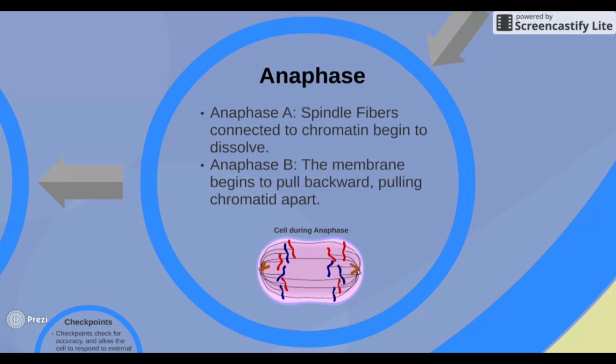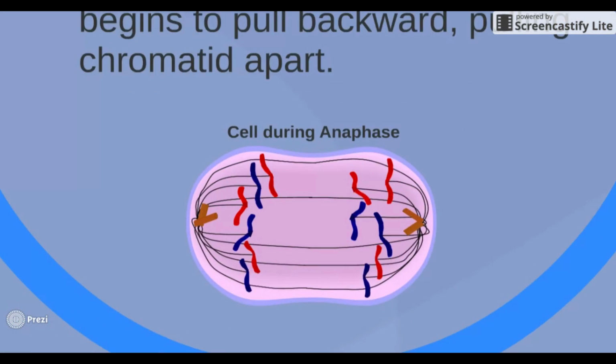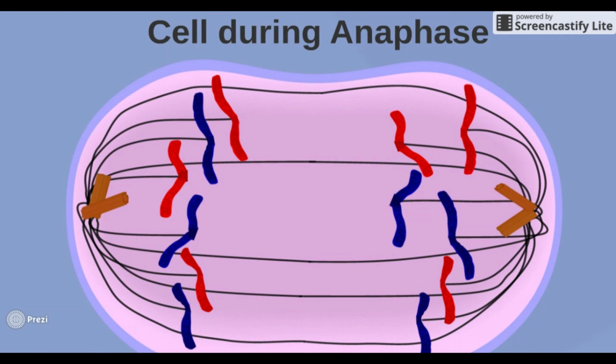In anaphase B, which happens at the same time, the membrane begins to pull backwards with the aster, whose spindle fibers are connected to the chromosomes, and they all pull back, creating a peanut-like shape, as seen in the picture down here, which is a cell during anaphase. Notice how the chromosomes are separated perfectly in half, so there's the same amount of chromosomes on each side.